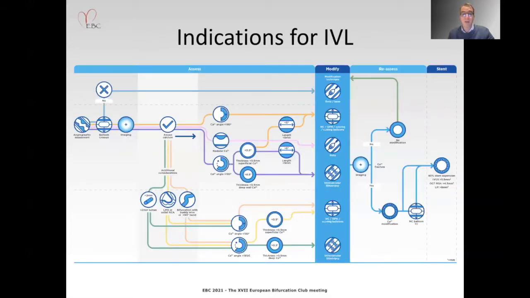Taking this into account, intravascular lithotripsy has been introduced, especially in lesions where the calcium angle is more than 180 degrees and calcium thickness is more than 0.5 millimeter. Additional considerations for using IVL are vessels with a large residual lumen of more than 2 millimeters, ostial lesions, or of course bifurcations.